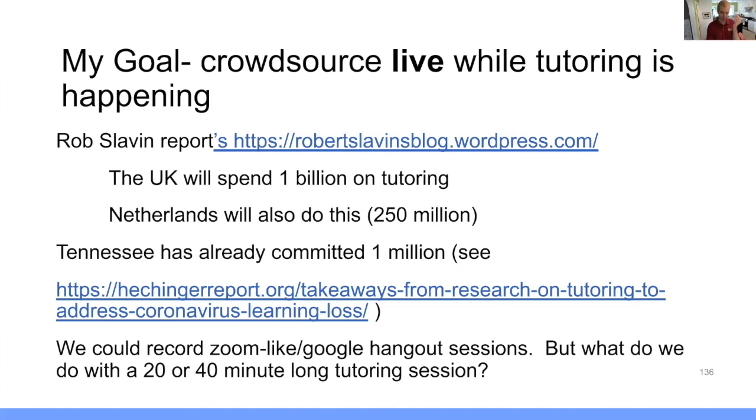And in these pandemic times, we need to build technologies that can allow teachers that are doing online tutoring. The United Kingdom is going to spend $1 billion on one-on-one tutoring. The Netherlands has announced they're going to drop $250 million on one-on-one tutoring. Tennessee has committed already $1 million to 1,000 people to do tutoring, where they're going to hire recent graduates that can't get real jobs and put them to work tutoring.